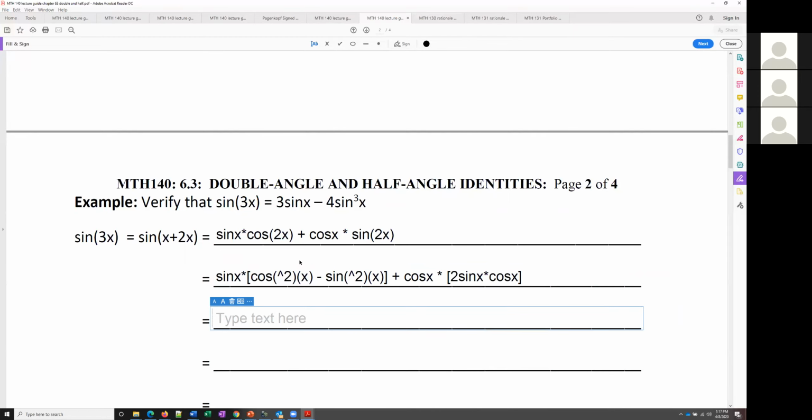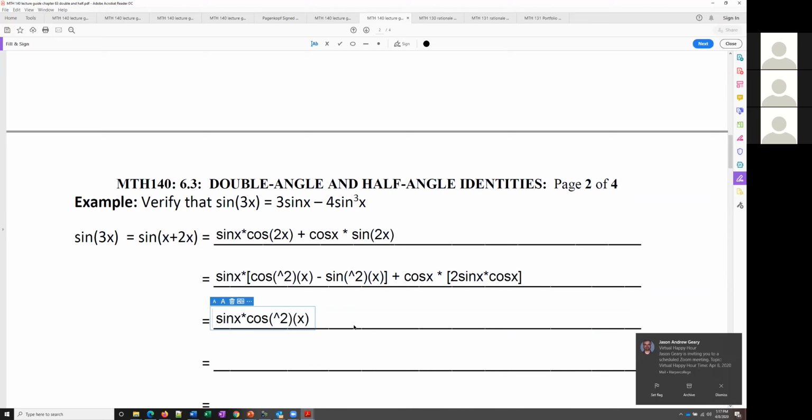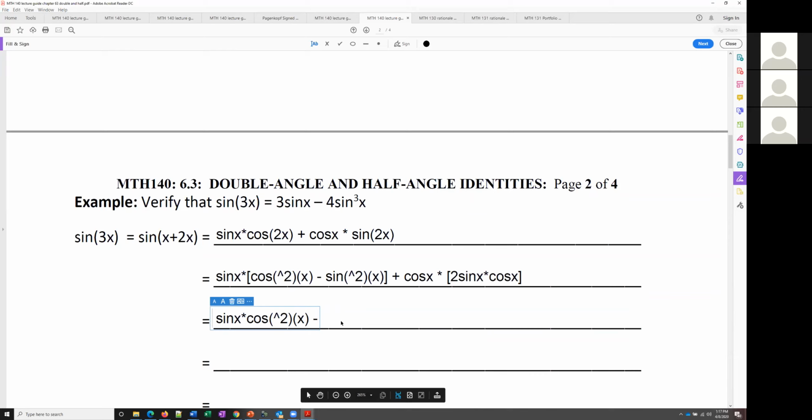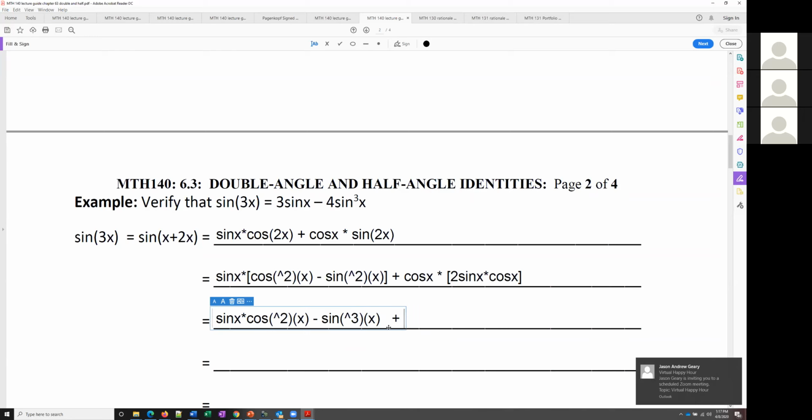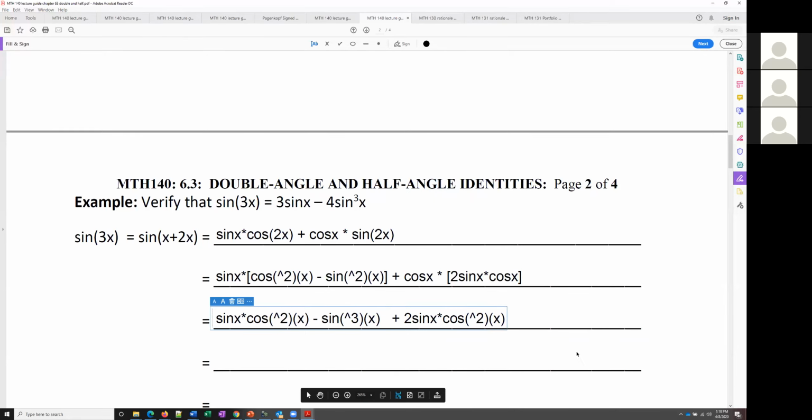So now I'm going to go ahead and multiply out down here. I'm going to distribute. So I end up with sine x times cosine squared of x minus, well, let's see, I'm going to multiply sine x times sine squared x. So that's going to end up giving me sine cubed of x. Does that make sense? I'm multiplying sine x times sine squared. That gives me sine cubed. And then down here, I'm just multiplying cosine x times 2 sine x times cosine x. So that gives me 2 sine x times cosine squared of x. Does that look okay to everybody so far?